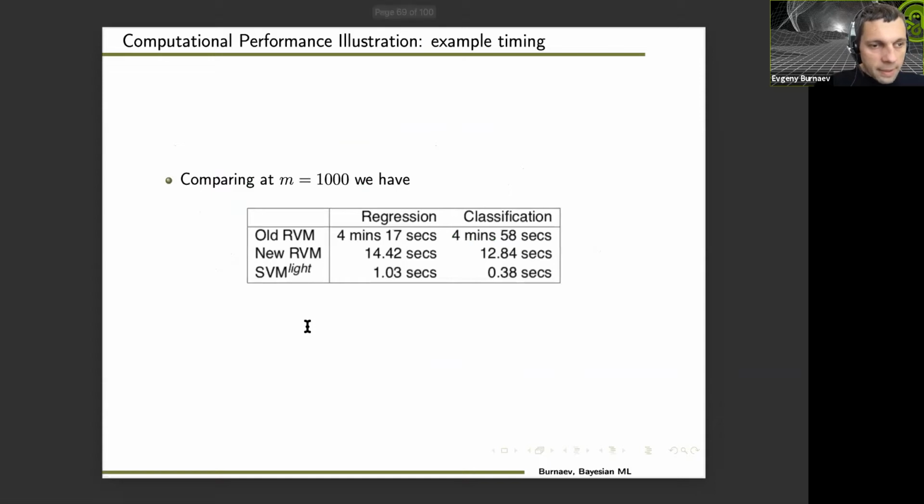Yeah, so this is some comparison. Of course, still this relevance vector machine is 10 times slower than support vector machine, but still it's not super big, taking into account the standard sample sizes we consider in this case.